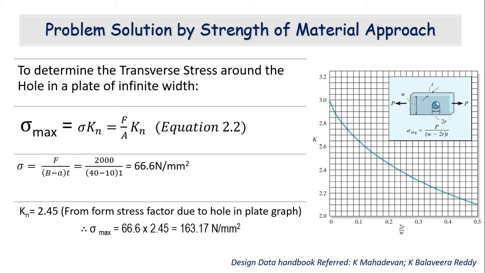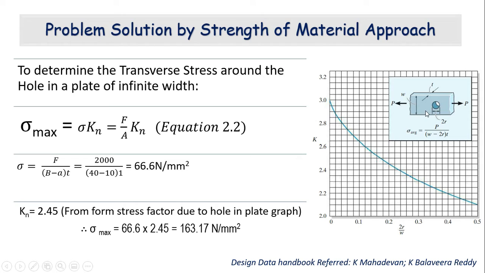The maximum stress sigma max is given by sigma into Kn, where sigma is the average stress. The average stress is given by the formula P by (W minus 2R) into T. As you can see from the figure here, P is the load which is acting on the plate, R is the radius of the hole, W is the height of the plate, and T is the thickness of the plate.